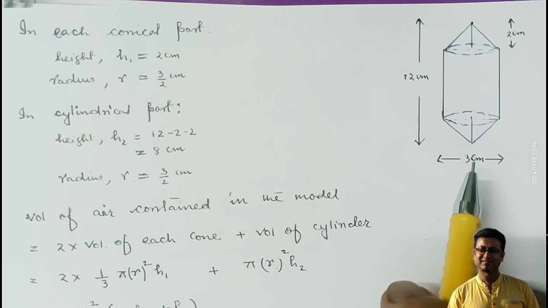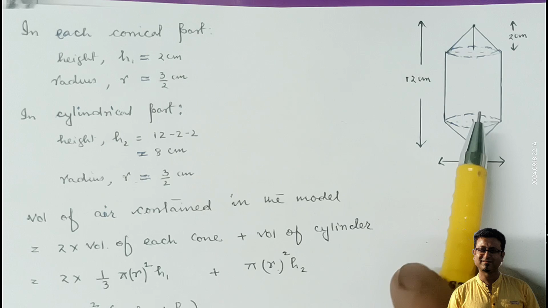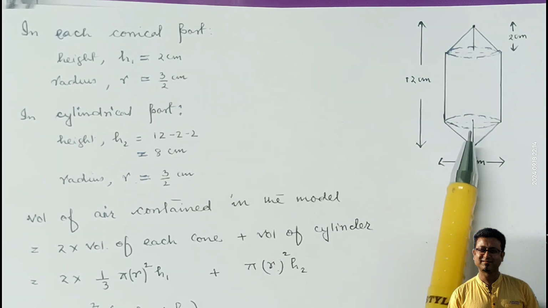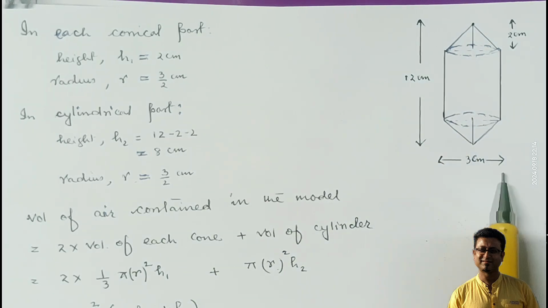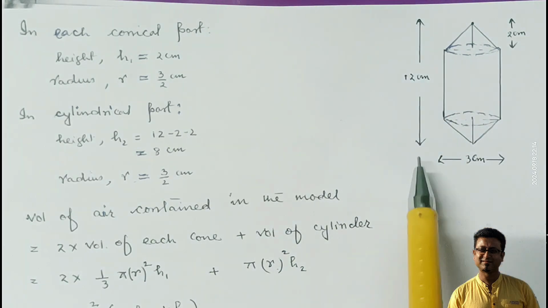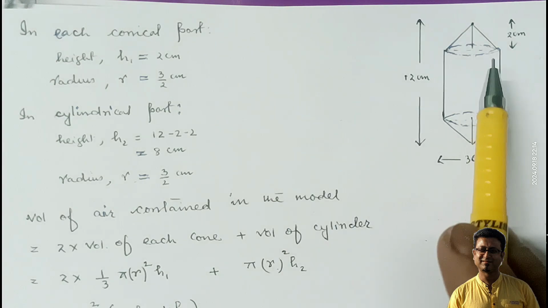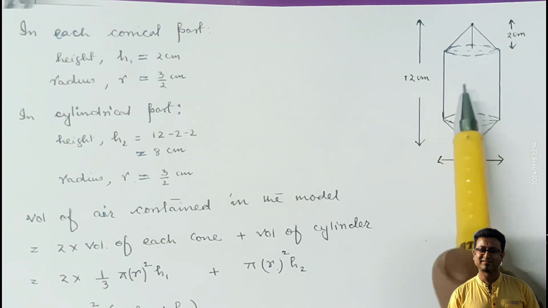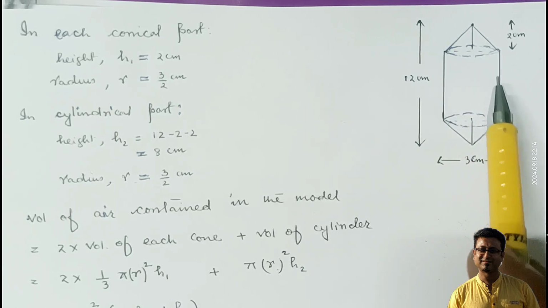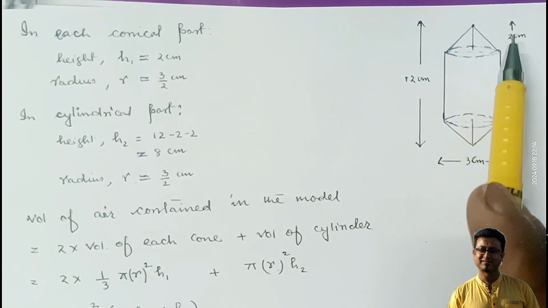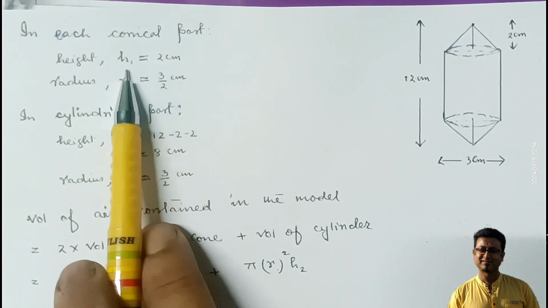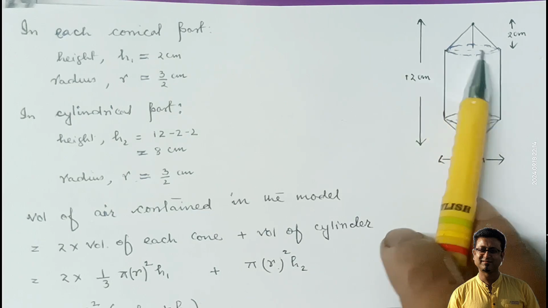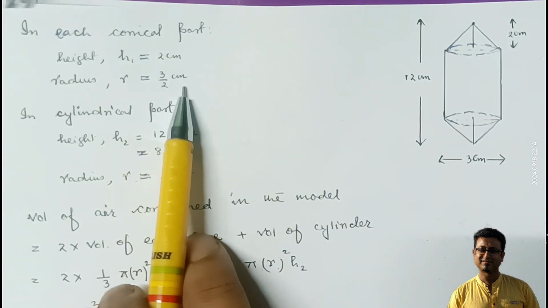Now as given in the question, she has prepared a model with a cylinder in the middle and two cones in the end. It is given that the diameter of the model is 3 cm and its total length is 12 cm. Now in case of each cone, it is given that height is 2 cm and diameter of cone and diameter of the cylinder are same. Now in case of conical part, height is 2 cm. So we can consider h1 is 2 cm and radius, since diameter is 3, so radius will be 3 by 2. So r is 3 by 2 cm.